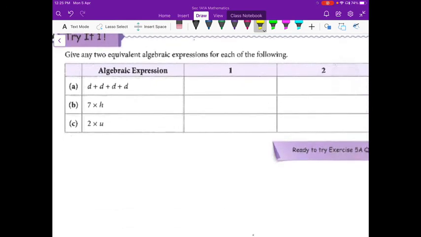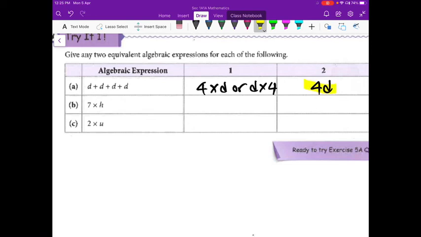Okay, d plus d plus d plus d. So one way of writing it is 4 times d or d times 4. The other way is just 4d. Okay, these are all equivalent, but the final answer will be 4d. We don't want the multiply symbol.